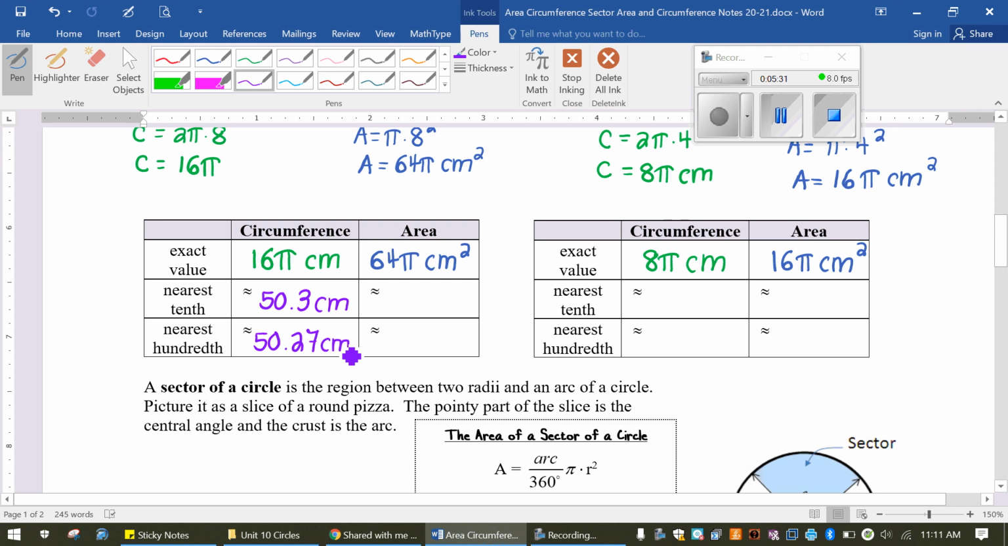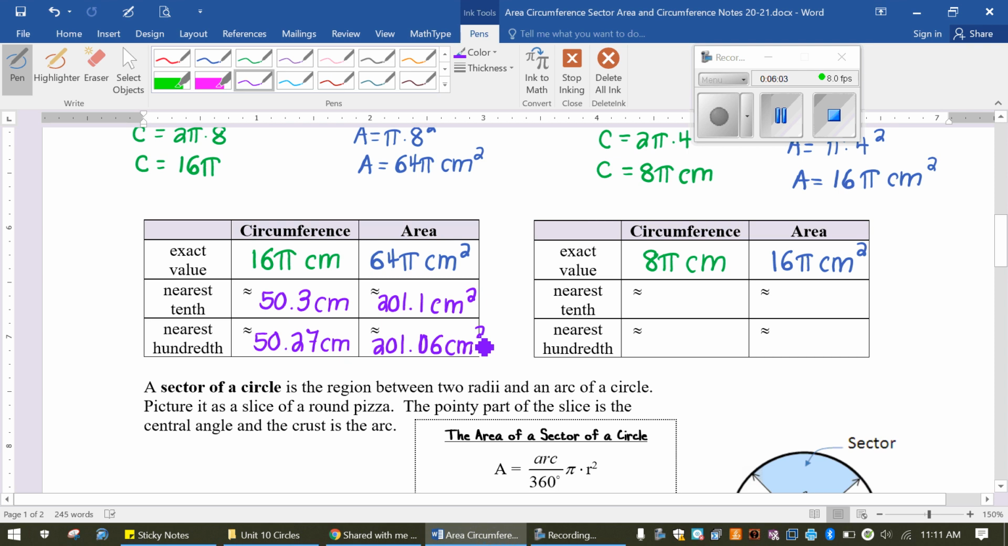centimeters. If you type in 64 pi into your calculator, go ahead and pause the video and do that. Okay, so if you type in 64 pi and you round to 1 decimal place, it'll be 201.1 centimeters squared, and this will be 201.06 centimeters squared, 2 decimal places.